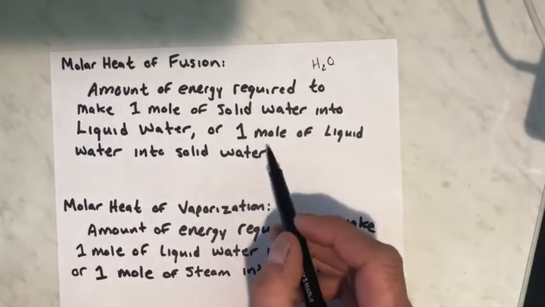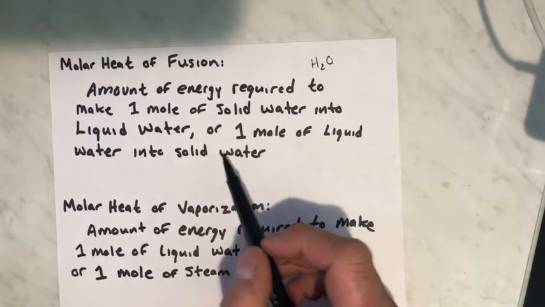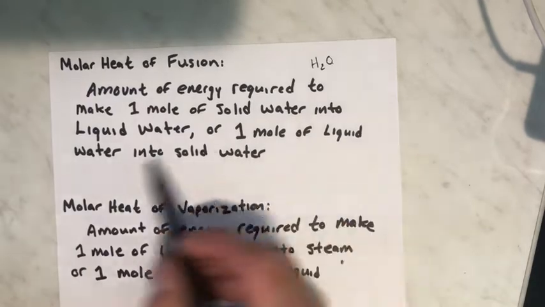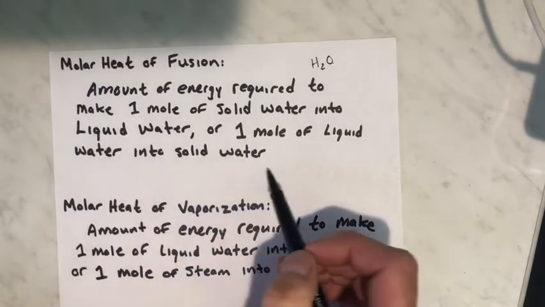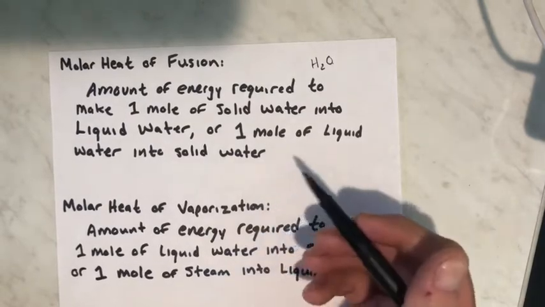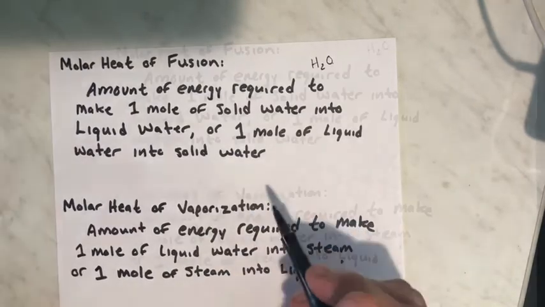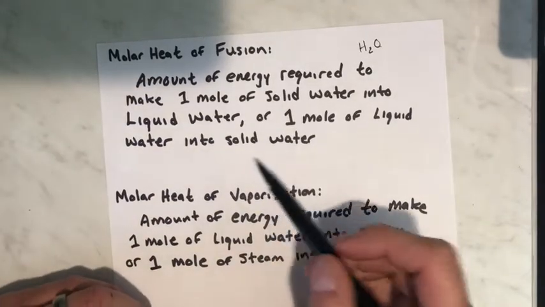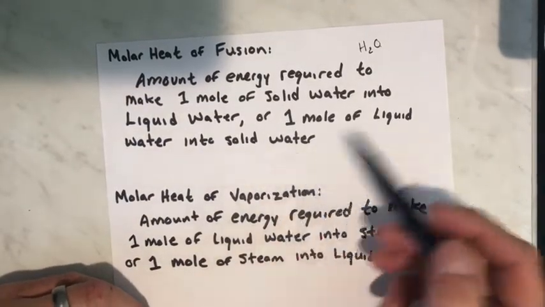Or it could go the other way. It could be the amount of energy that is involved with 1 mole of liquid water turning into solid water. So it's either the amount of energy lost by liquid water to become solid water, or it's the amount of energy gained by solid water to become liquid water.